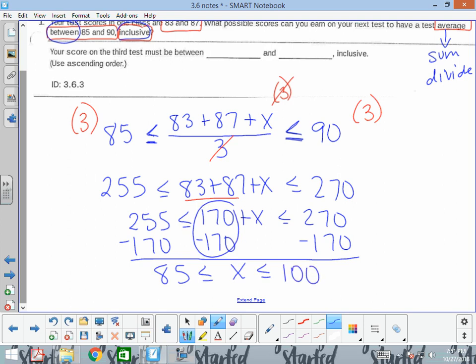So our test grades can fall between 85 and 100 inclusive, which means they can equal 85 and can equal 100. Any number between 85 and 100, including 85 and 100, is my answer. Notice it says use ascending order. That means write the small number first and then the big number in the second blank.